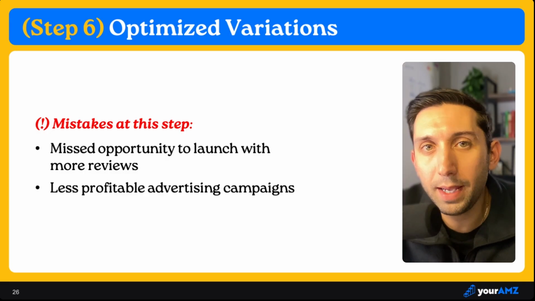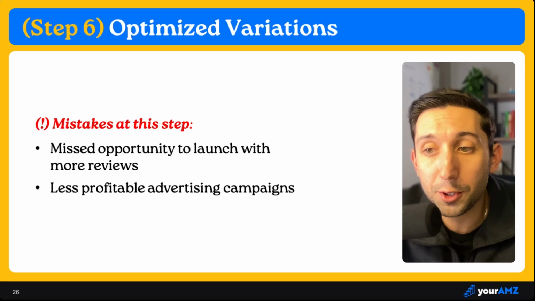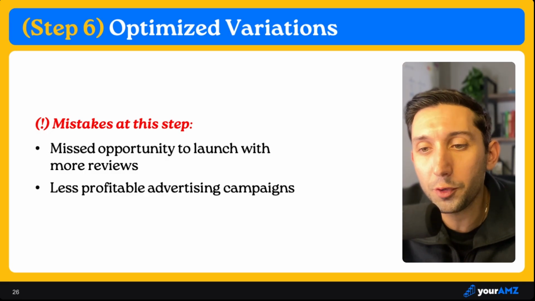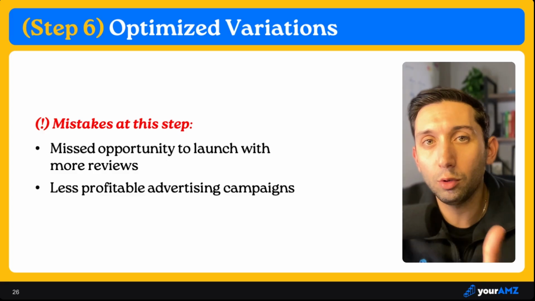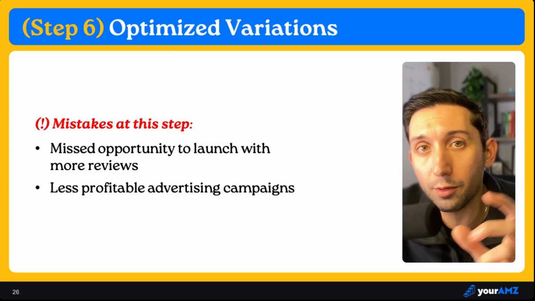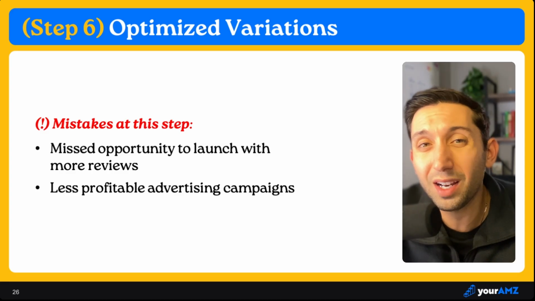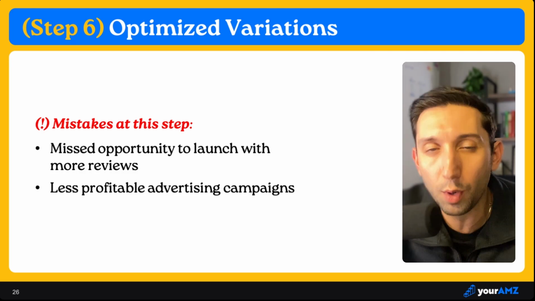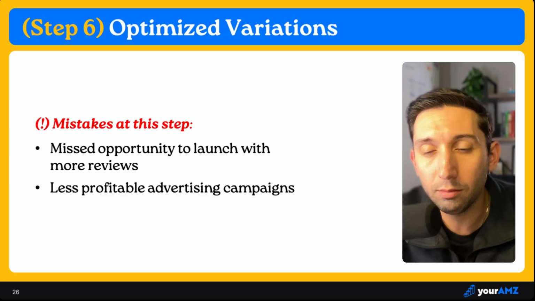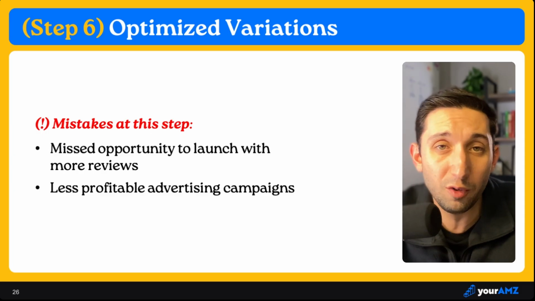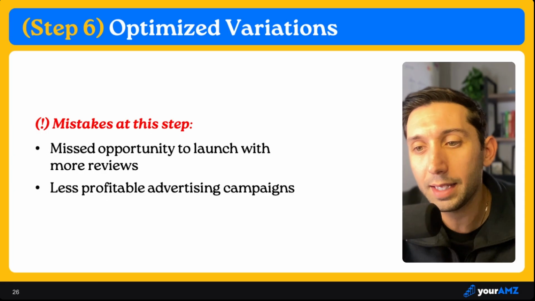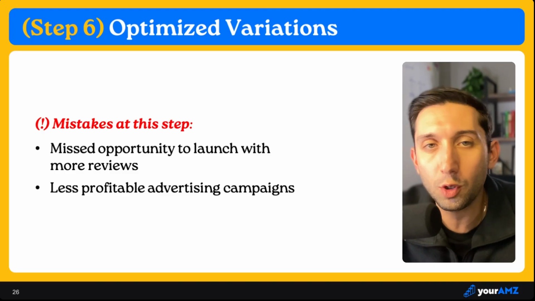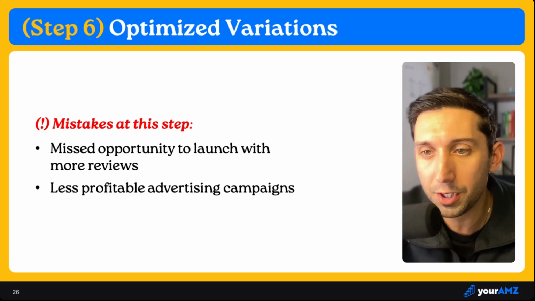The mistake you can make at this step is missing the opportunity to launch with the maximum amount of reviews possible. You might only enroll one product into Amazon Vine, or only the 30 that is allowed, whereas you could have maybe enrolled all 4 of your variations into Vine and launched with 120 reviews. So launching with 20 reviews versus what could have been 120 means less profitable advertising campaigns. And so you want to maximize how many reviews you're launching with.